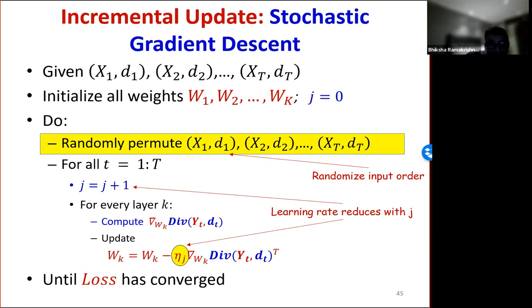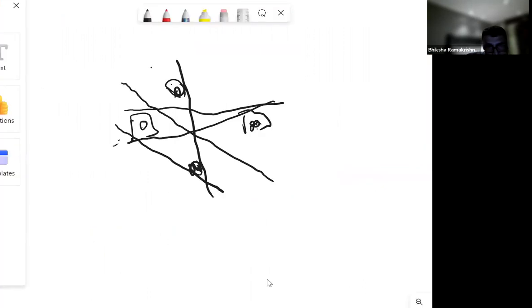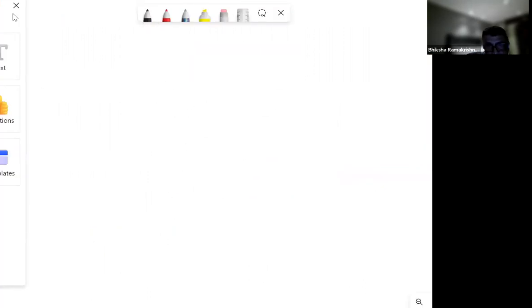But then, are there any restrictions you can think of on this learning rate? Anyone? What are the restrictions? I don't expect you to know the answer, but can anybody take a guess? Must be small enough. Yes, indeed. Greater than or equal to 0.